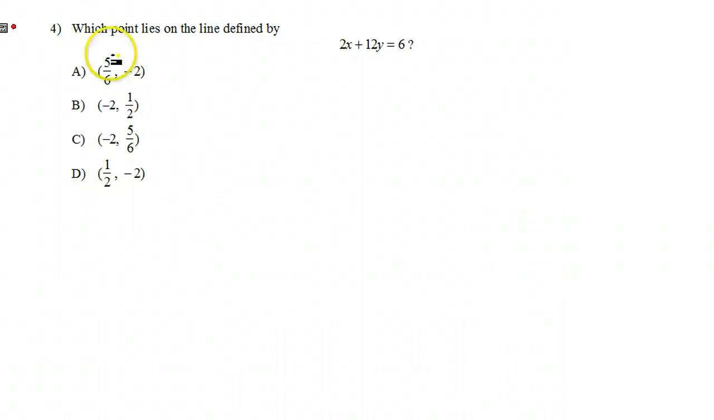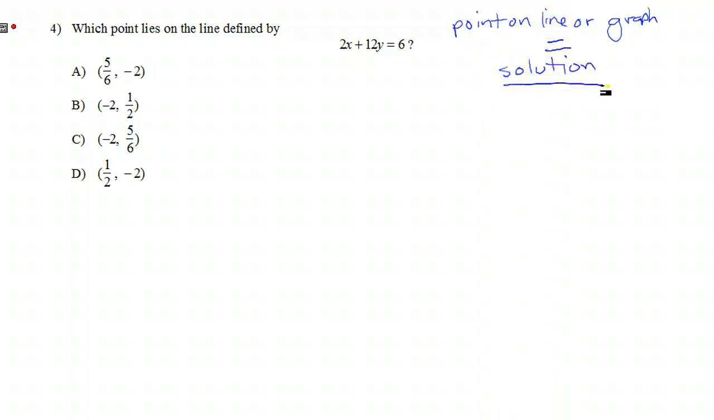Alright, for number 4 it says, which point lies on the line defined by 2x plus 12y is equal to 6? And if you remember, the words lying on the line are lying on a graph, so points on a line or graph. That's equivalent to saying it's a solution, that word solution.